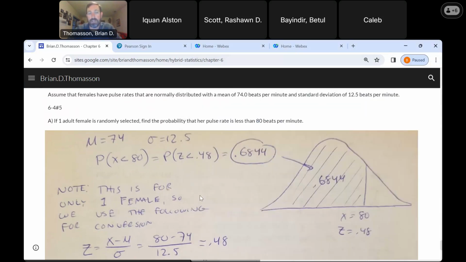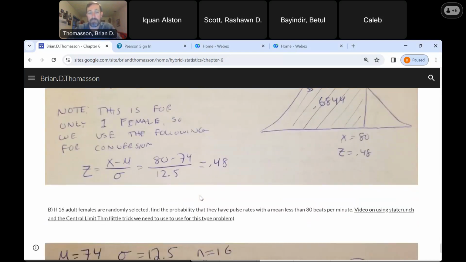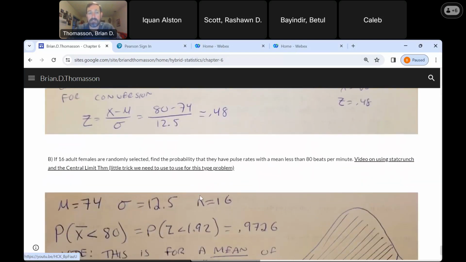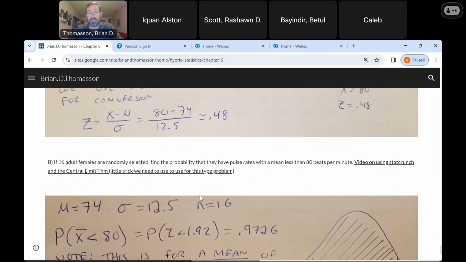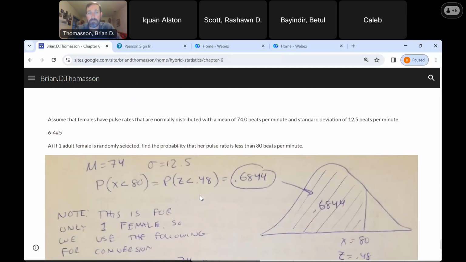Now let's see how that changes with part B. Part B says if 16 adult females are randomly selected, find the probability to have pulse rates with a mean less than 80 beats per minute. I'm going to go back and read both of these with emphasis so we can tell the difference. A says if one adult female is randomly selected, find the probability that her pulse rate is less than 80 beats per minute. We're just talking about a single female. That's what we did in the previous section, and we're just talking about one.